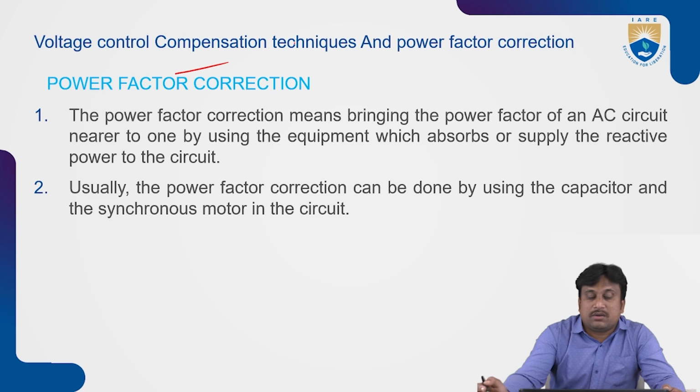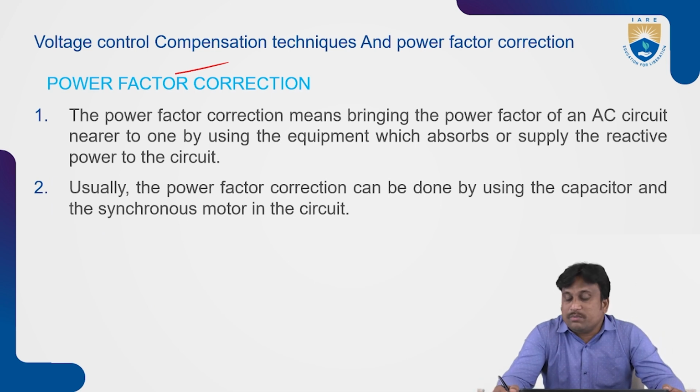So voltage control can be done by the power factor correction method. Power factor correction means bringing the power factor of the AC circuit nearer to 1 by using equipment which absorbs or supplies reactive power to the circuit. Usually power factor correction can be done by using capacitors and synchronous motors in the circuit.